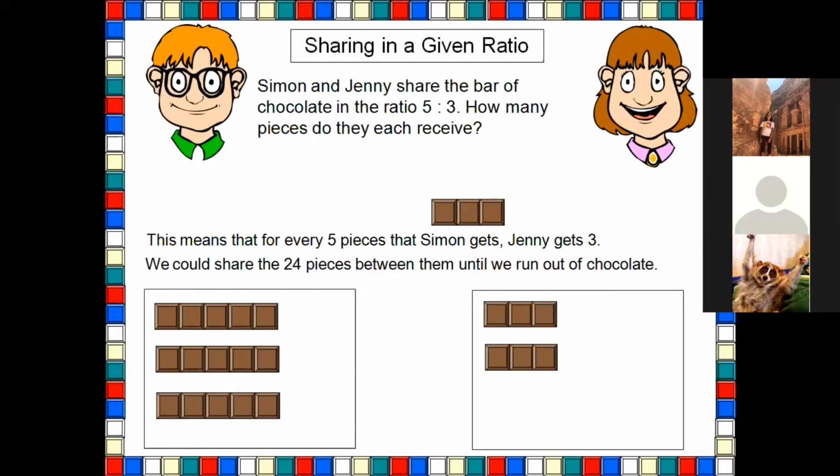5 to Simon, 3 to Jenny. We're done with the chocolate. So Simon got 15 parts of chocolate and Jenny got 9 pieces or parts of the chocolate.